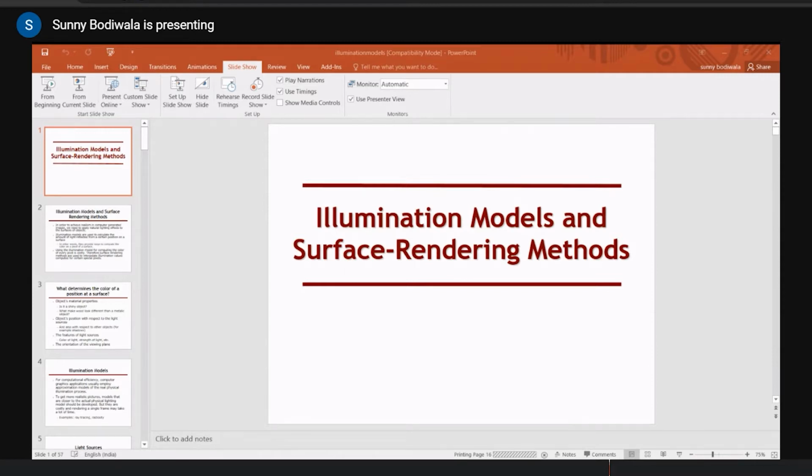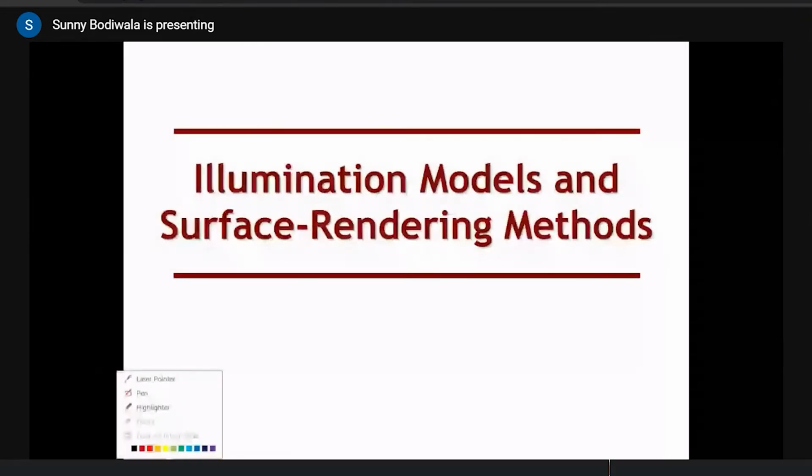Okay, so without wasting much time, we can now start because many students have already joined. What is this illumination model and surface rendering methods? So, illumination models and surface rendering methods. Many times you don't want a typical circle that looks a bit unrealistic, and sometimes you want something to be very realistic, and you want to render something that gives you some shade, that looks very real to you.